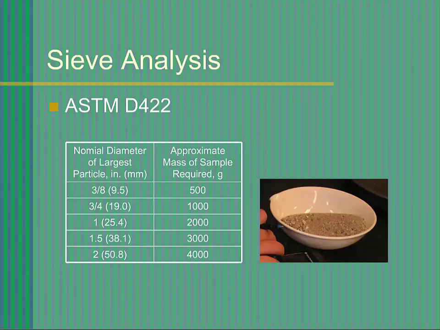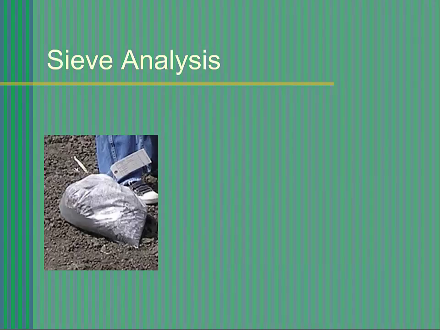It's very important to select a representative sample of your soil. Depending on your largest particle diameter, your soil sample can be as small as 500 grams or as large as 4,000 grams. Follow the table shown in the lab manual to determine your representative sample size. The sample used for analysis must be representative of the original sample. It is important not to allow segregation to occur when selecting the sample.